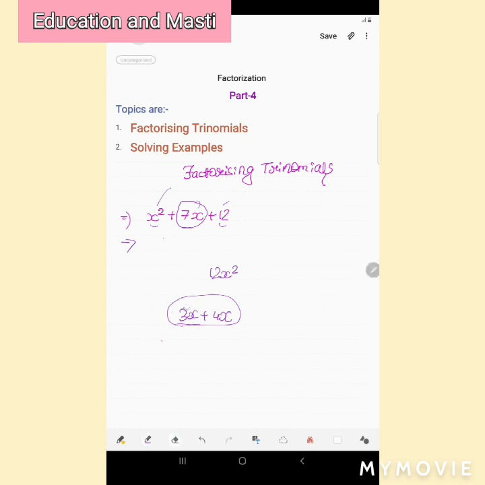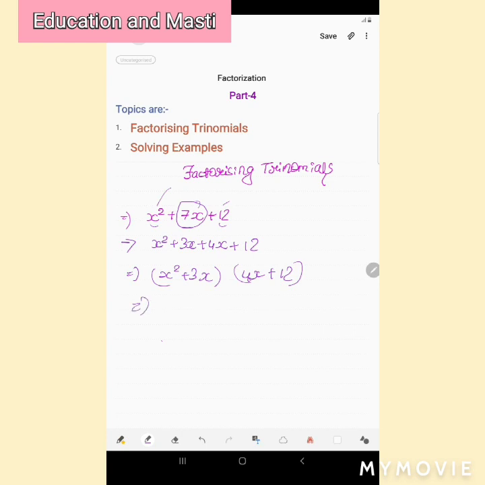So now moving to the next step. We now have x square plus 3x plus 4x plus 12. Now we have to take them in pairs. We can take any pairing. I will take the pair x square plus 3x and the pair 4x plus 12.